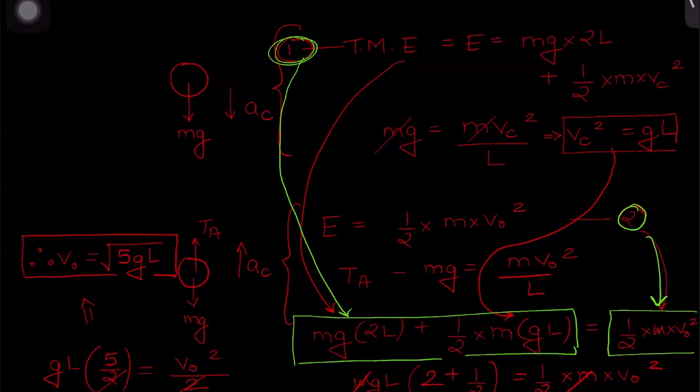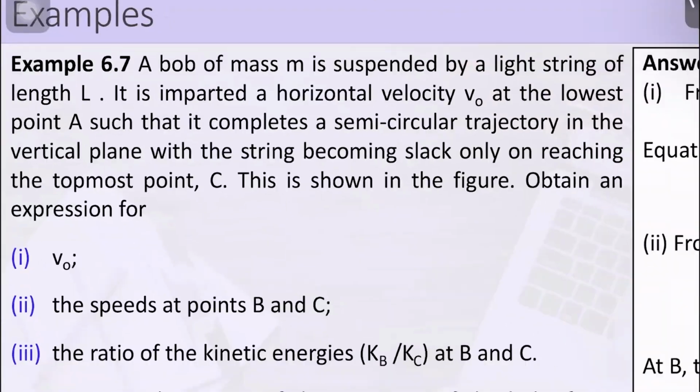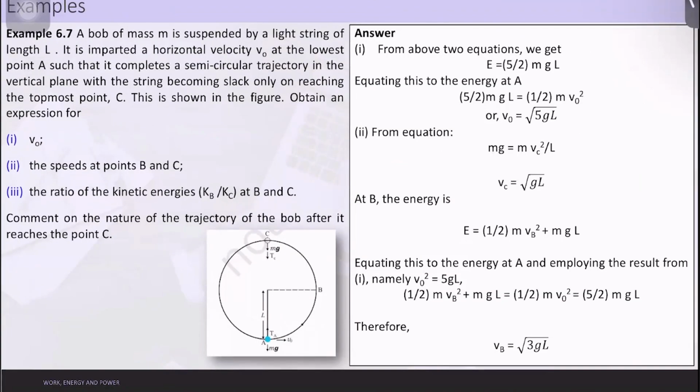Hope it is clear. Now in the place of this Vc square, as we knew from this equation here, Vc square is equal to gl. So I just wrote this value of gl at this location, and then simple mathematical manipulations gave us 5gl is equal to v naught square. Hence we got v naught is equal to under root of 5gl. Okay, I hope it is clear. And that is the first expression which we will get today: v naught is equal to under root of 5gl.